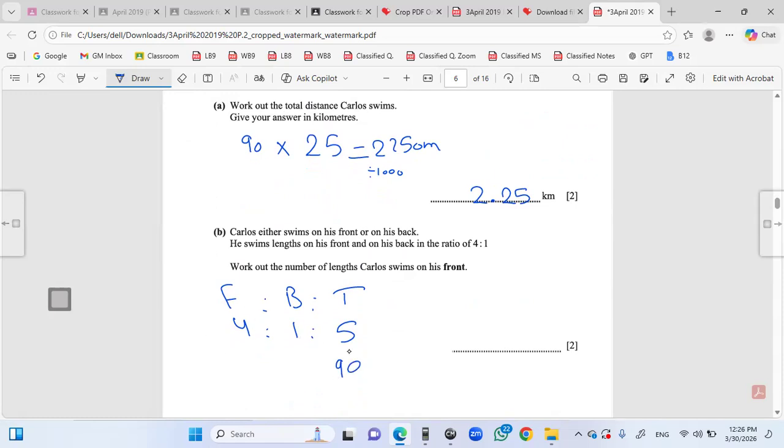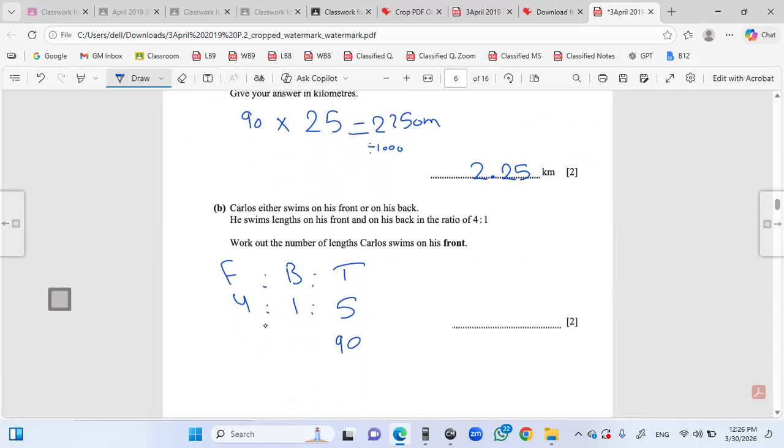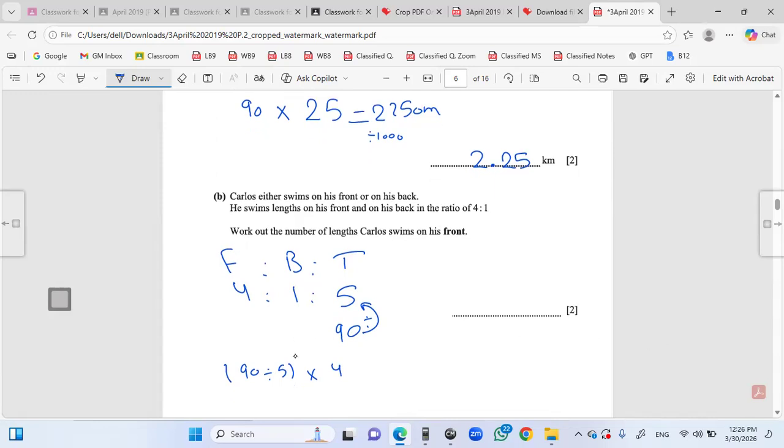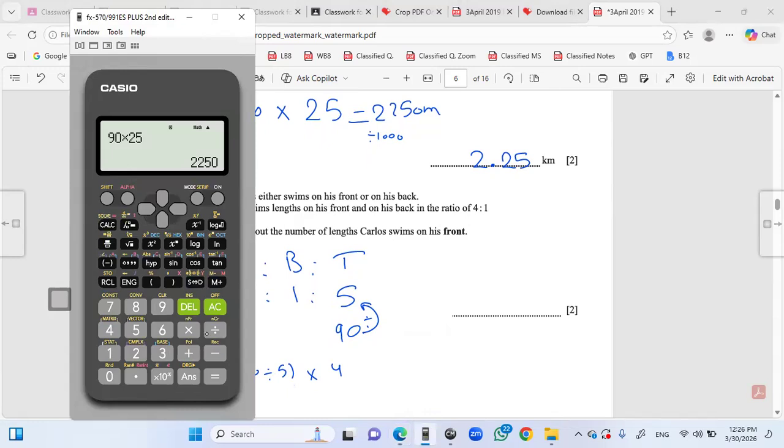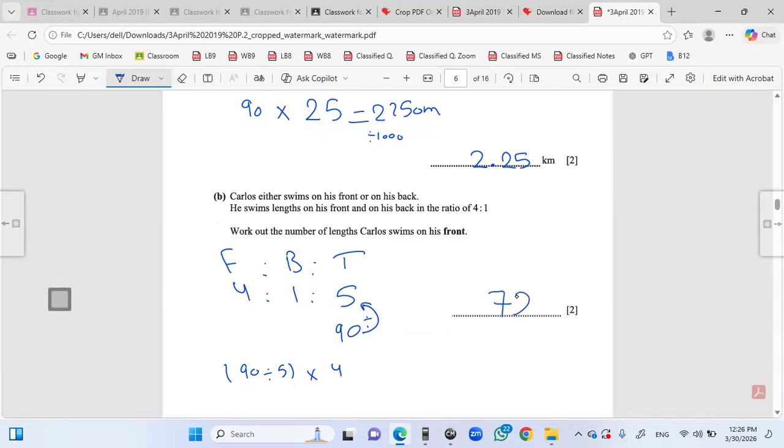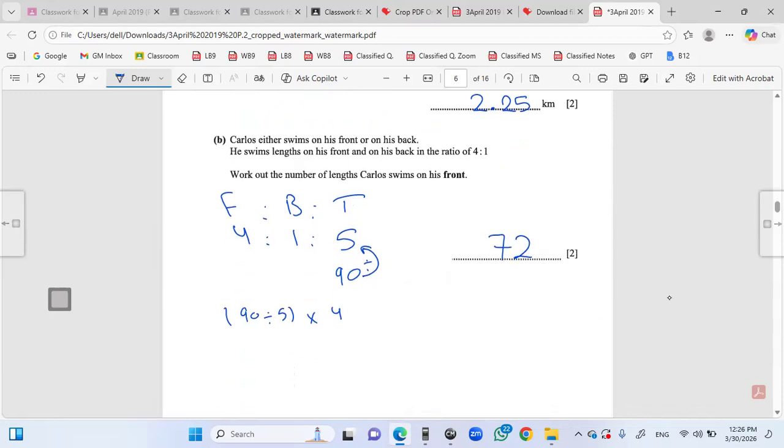How many lengths did he swim on his front? Well, I'm going to do what? 90 divided by 5, and the answer multiplied by 4, because it wanted the front. Okay? So what is it going to give you? 90 divided by 5 is 18. Then you multiply by 4, it's going to give you exactly 72. So it is 72 lengths.